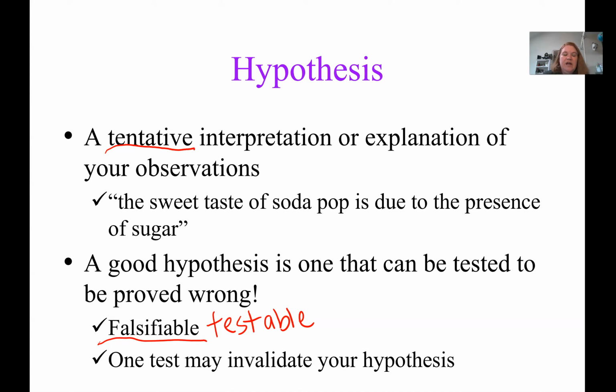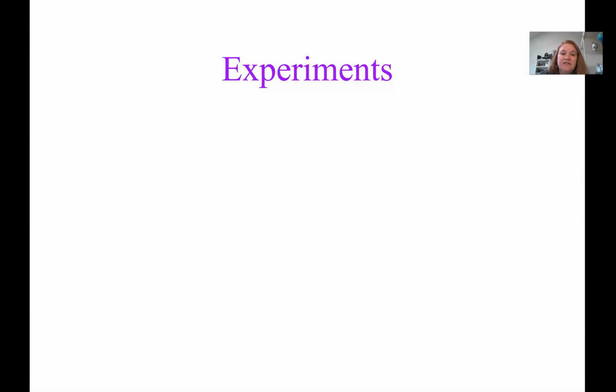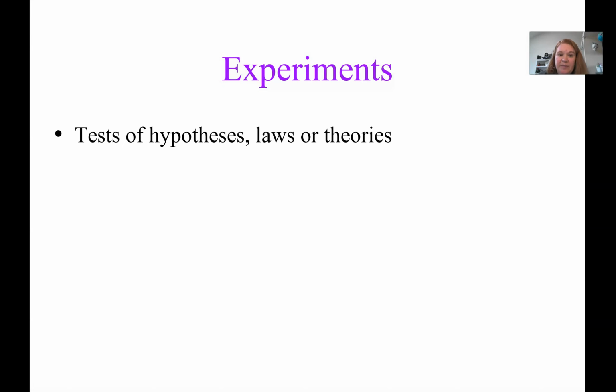The observations on the previous slide give us this hypothesis here, it says the sweet taste of soda pop is due to the presence of sugar. So our observation was that it's sweet, and the reasoning, the hypothesis, is that it has sugar in it. Now, because our hypothesis is tentative, we have to have a way to figure out how accurate it is. And so that leads us to the third step, which is an experiment.